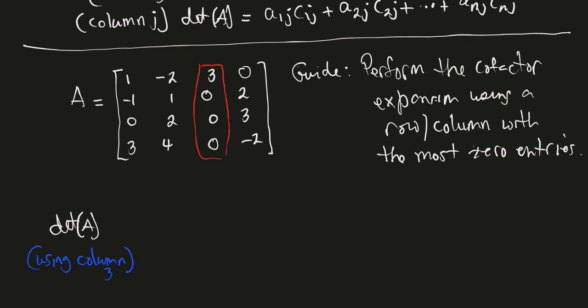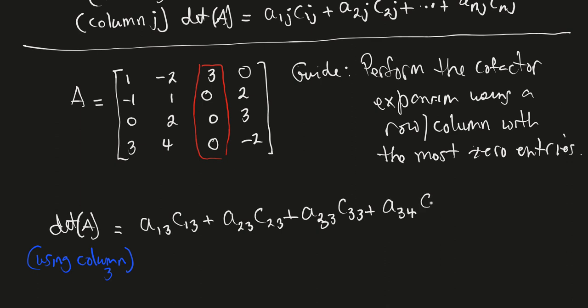Right, so using column 3. Well, again, let me write it out symbolically. Column 3 will consist of these entries in this order. It will be A13, and then I'd have to multiply it by C13. Then I will have A23 times C23 plus A33 times C33, and then finally A34 times C34, right?